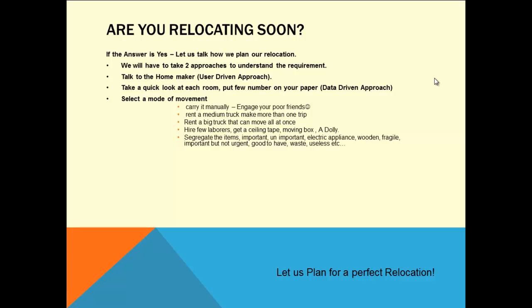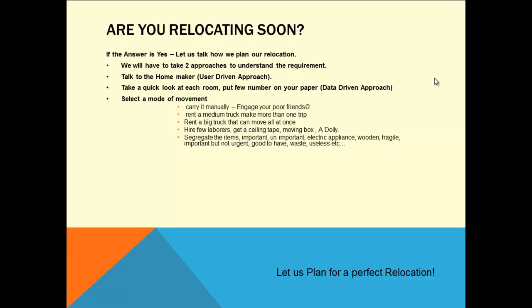Segregate the items: important, unimportant, electronic appliances, wooden, fragile, important but not urgent, good to have, waste, useless, etc. So you are going to segregate all these items into separate blocks, saying these are mandatory. I want to take my jewelry at any cost, whether you accommodate it or not. And you say there are unimportant things. I don't want to carry my plunger. I don't want to carry my broomstick.